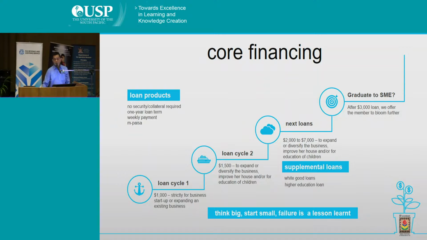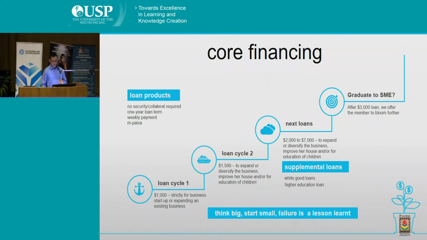And then if you say that you want to graduate to SME, this is the bigger loan from 7,000 to 20,000, then you can do that after the 3,000 loan. So usually it's after the third cycle. Then we are ready to say that you have a history already of being a good borrower, being a businesswoman, then you can move on.